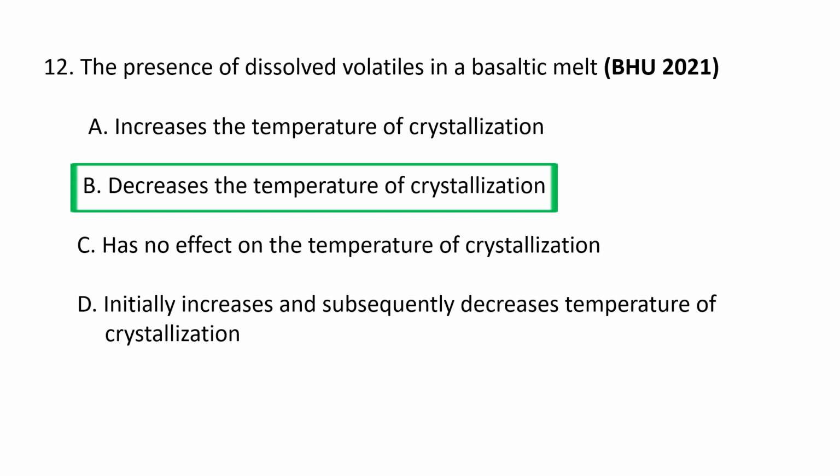Volatiles such as water, they lower the melting temperature of the rocks. So this means that the melt will begin to crystallize at a lower temperature than if the same melt did not contain any dissolved volatiles. So the presence of dissolved volatiles in a basaltic melt decreases the temperature of crystallization. B is the correct option.